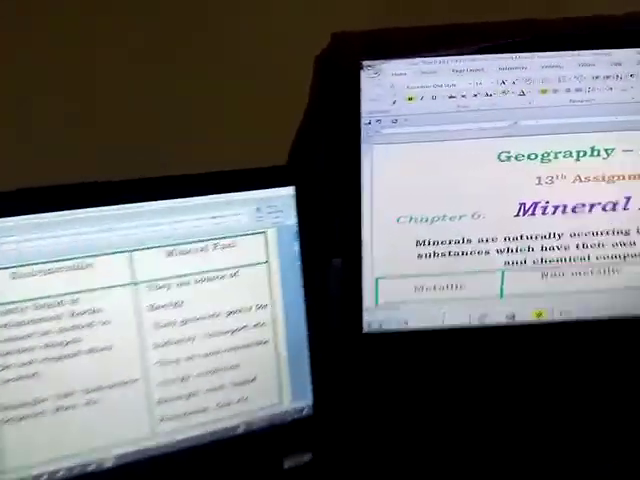Time and tide wait for none, and as you see, the time is flying and your first semester is approaching fast. So now we cannot relax anymore. We have to continue, rather take up the speed, to complete our so-called first semester portion. So today we are starting a new chapter with the mineral resources.